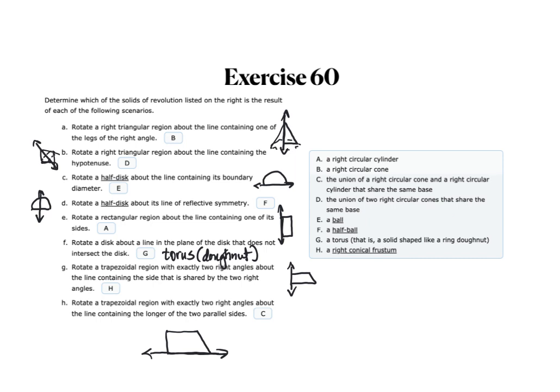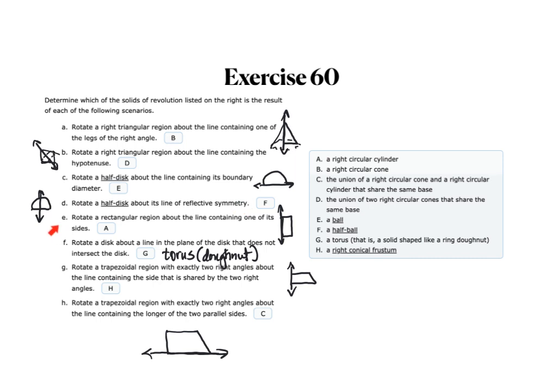For part C, if you rotate a half disc about a line containing its boundary diameter, here, what I end up with is a ball. It just rotates all around, and I create the full ball figure. For part D, if I rotate a half disc about the line of reflective symmetry, like I show here, what I end up getting is a half ball.